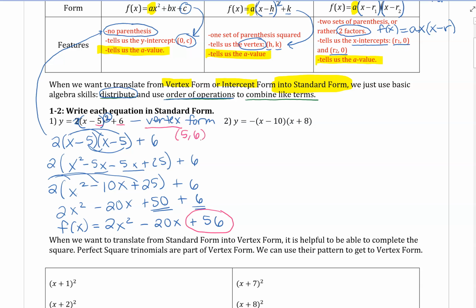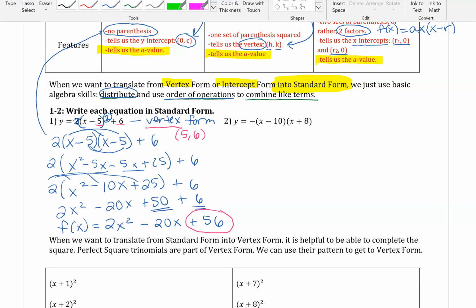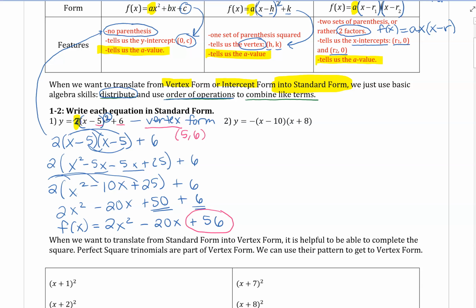And also what I notice is that each of these graphs have the same a value, right? When it was in vertex form, the a was in front of the parentheses squared. When it's in standard form, the a is in front of x squared, but it's the same a value. So let's take a look at the graph to further see how these equations are connected.